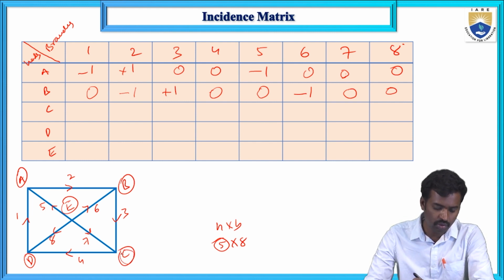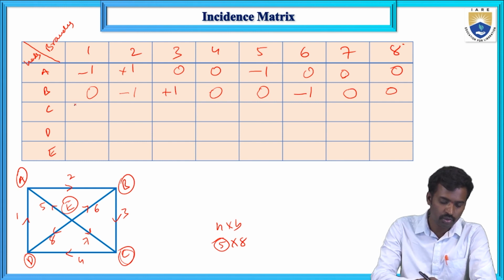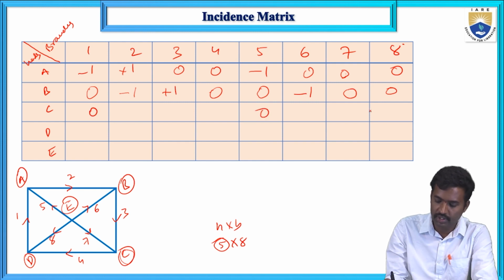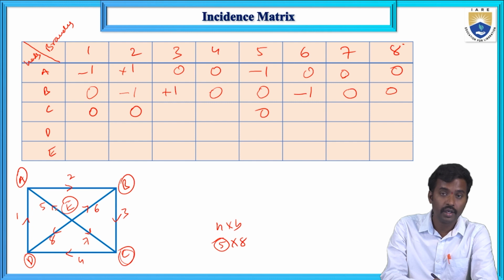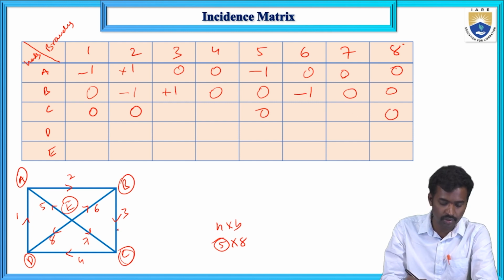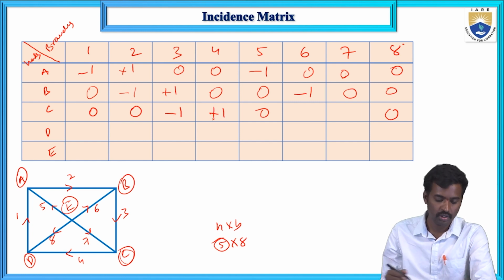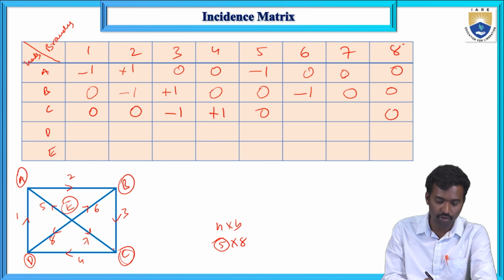And for node C, the not associated elements are 1, 5 and 2, which are 0. Next, 8 is also 0, and element 3 is entering the node, which means -1. The 4th element is leaving away from the node, which means +1. And the 7th element is entering the node, which means -1. 6 is not associated.